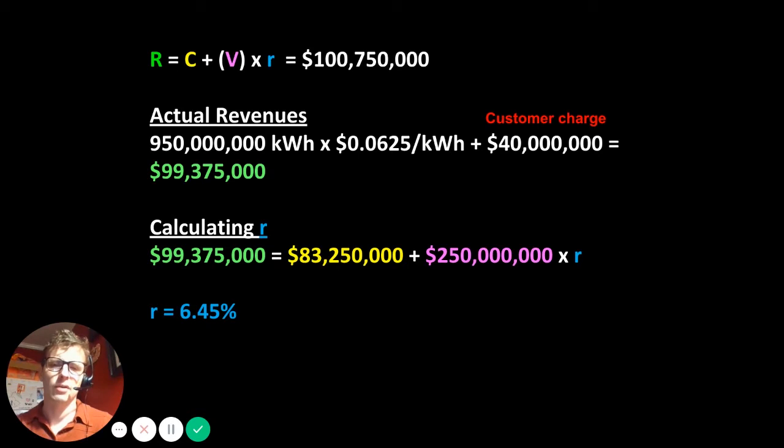And we can also calculate the change in the rate of return for shareholders using the same equation, R equals C plus V times r. The actual revenues that we earn are 99,375,000. This is considerably less than the target of 100,750,000. So we can calculate the corresponding change in the rate of return for shareholders. We plug in our actual revenues, our costs under a 5% reduction in demand, as well as the value of depreciated assets, and solve for r, and we get 6.45%.